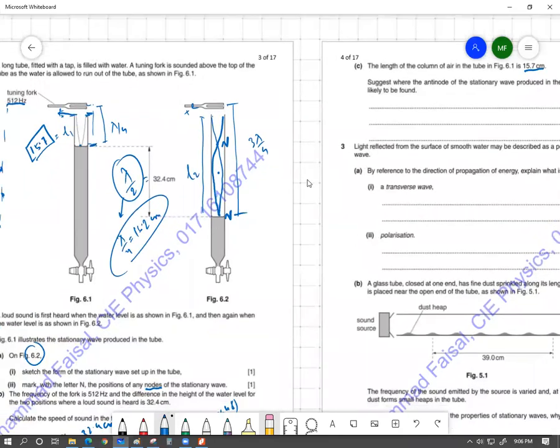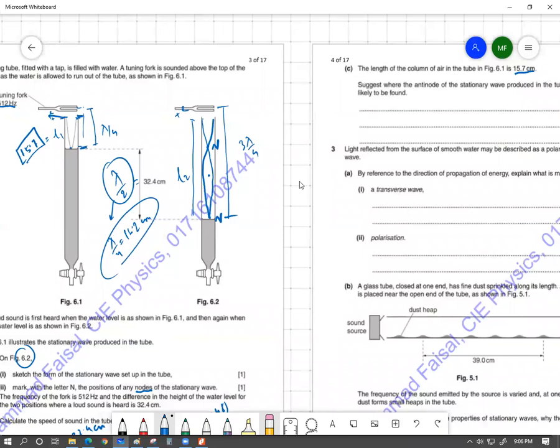So you have to show some calculation to validate your claim. If I was answering this question, I'm gonna write that lambda by 4 equals 32.4 divided by 2 equals 16.2 centimeter. So then I would write that 16.2 minus 15.7 equals to how much? 0.5 centimeter. So this would mean that the total lambda by 4 length equals 16.2 centimeter. The length of the air tube for the first resonance is 15.7, as the question says. So the antinode position, which is exactly at the center of the tuning fork, this antinode position should be found this much above the glass tube.